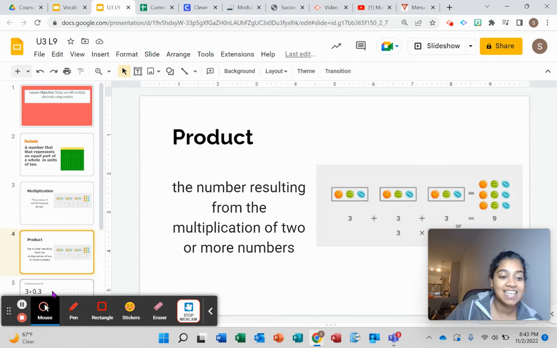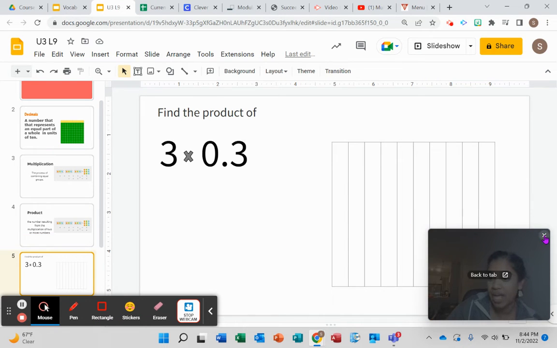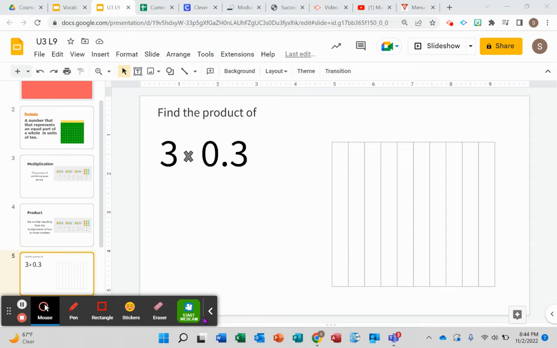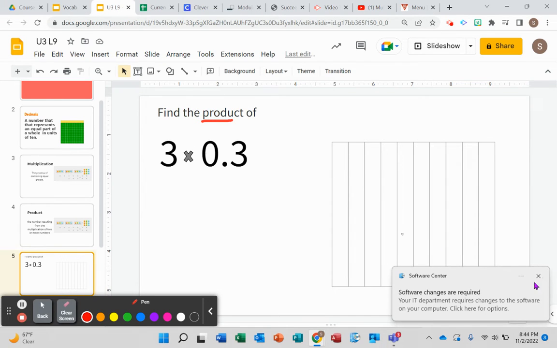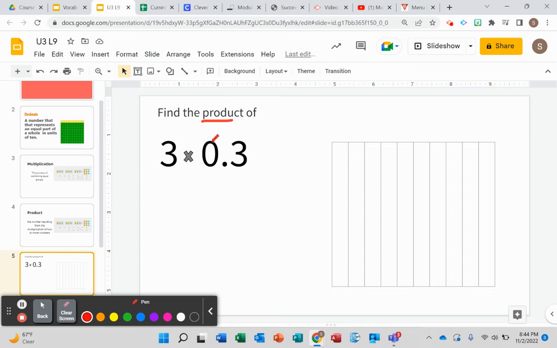All right, fantastic. Let's get into our first problem. I'm actually going to go ahead and close out the camera for this one. What we're going to do for this problem is find the product of 3 times 3/10, right? So what this is telling us is that we need 3 groups of 3/10.